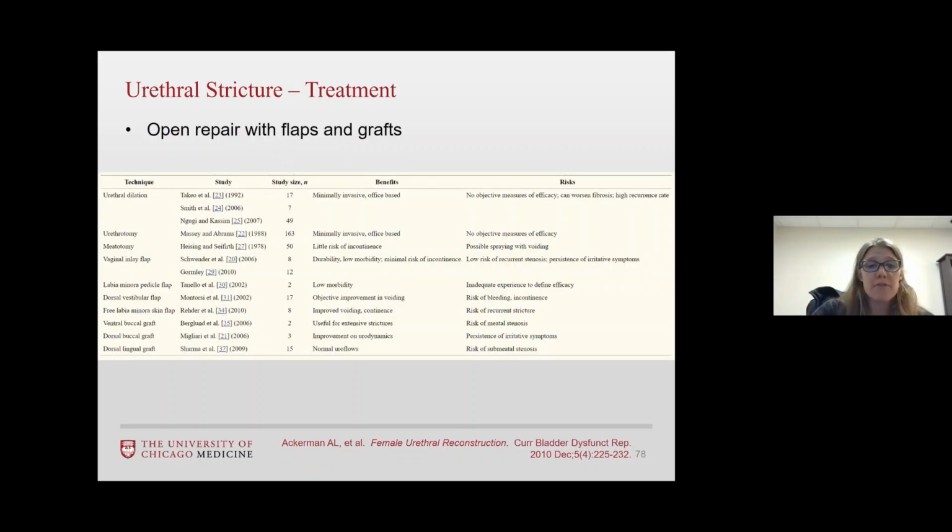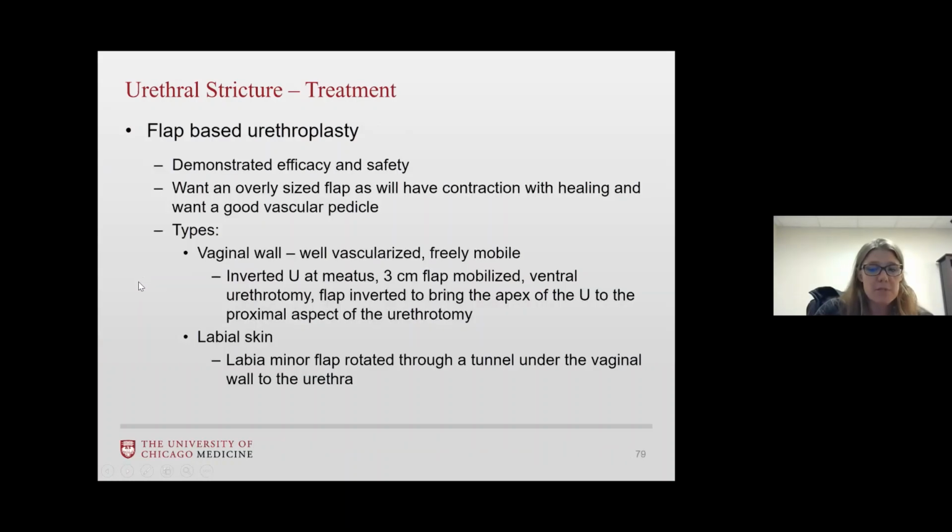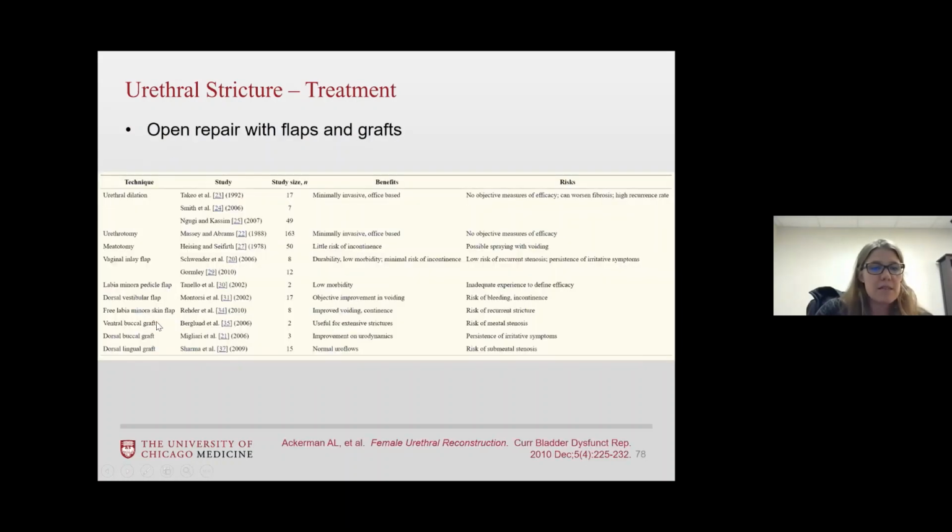This is just to highlight that there are a lot of different flaps and grafts. So this is the urethral dilation, and you can see most of these are going to be very low volume, except for these that were published really early. I'm not exactly sure what they were offering, but doing urethrotomies or meatoplasties. We'll talk a little bit about vaginal inlay flaps, and then you can see these ventral buccal and dorsal buccal grafts.